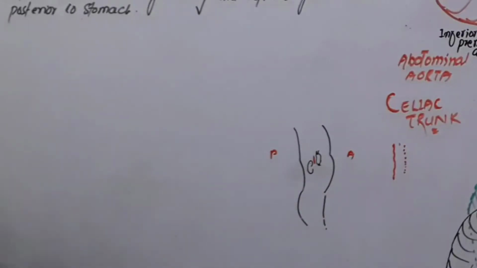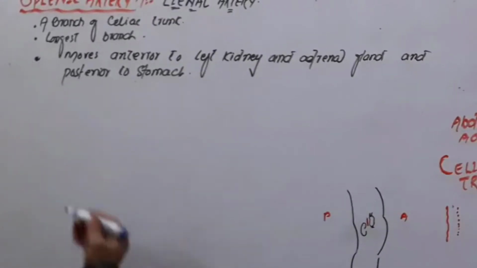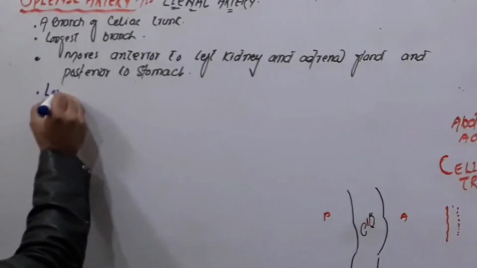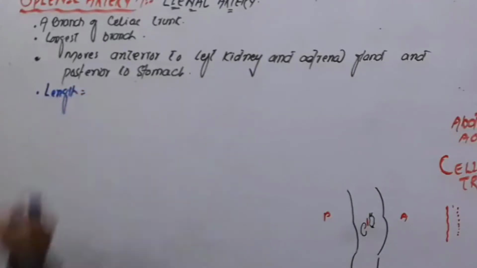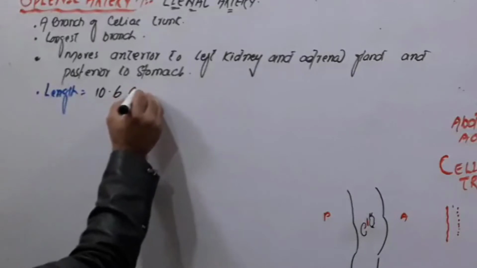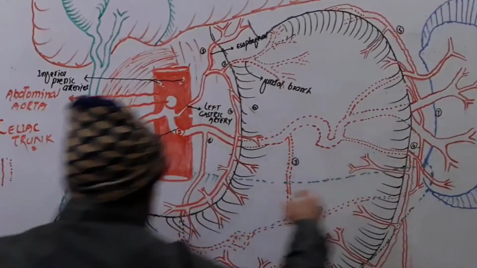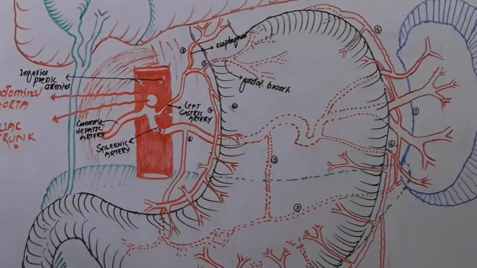Then the length of this artery is about 10.6 centimeters. What is the length of this artery? Its length is about 10.6 centimeters. When it arises and moves in that manner to the left, lateral side of the body, to the spleen, its length becomes about 10 centimeters.